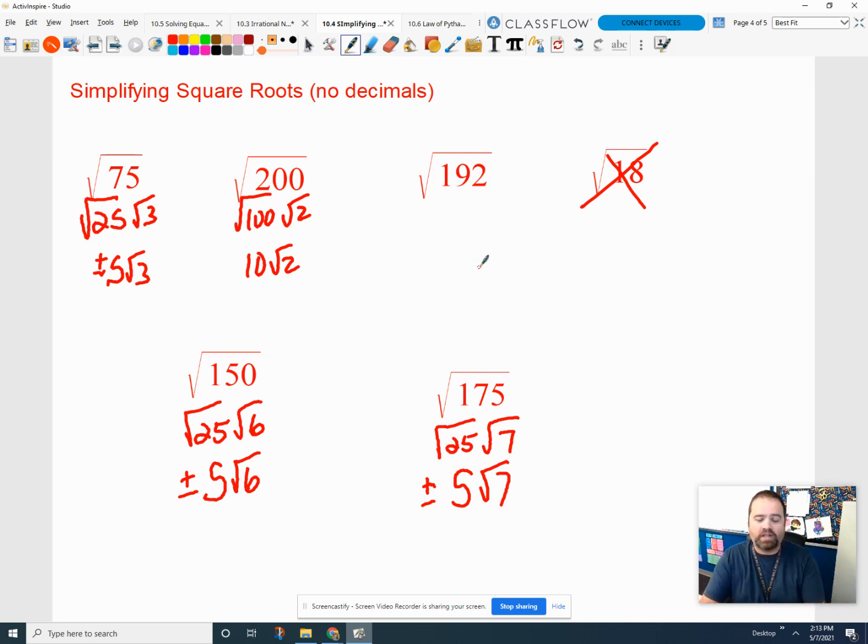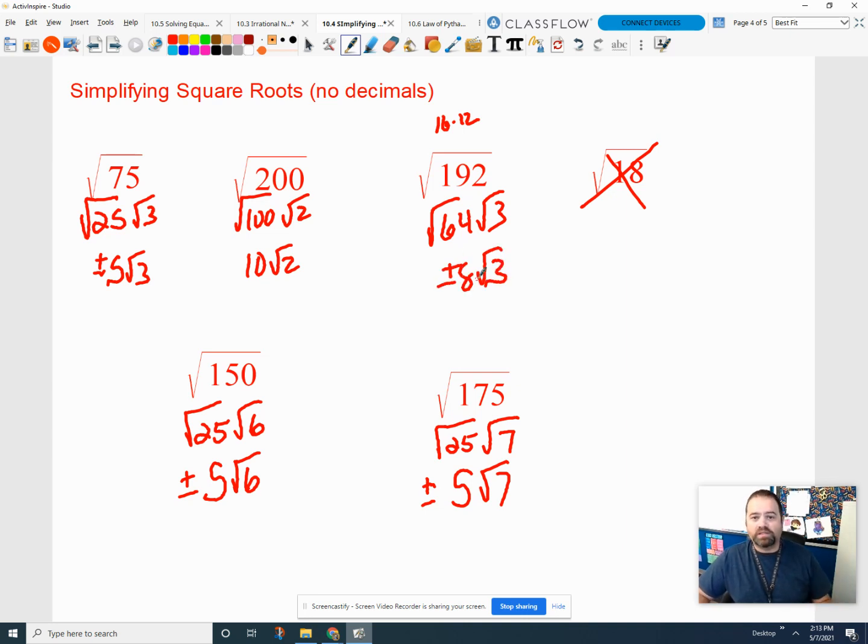So I'm going to grab my calculator and start guessing and checking. So 192 divided by 16. That works. That's 12, 16 times 12. But I want to see if 16 works. Let's try 64. That is 64 times 3. So square root of 64 is 8, positive negative 8 root 3.